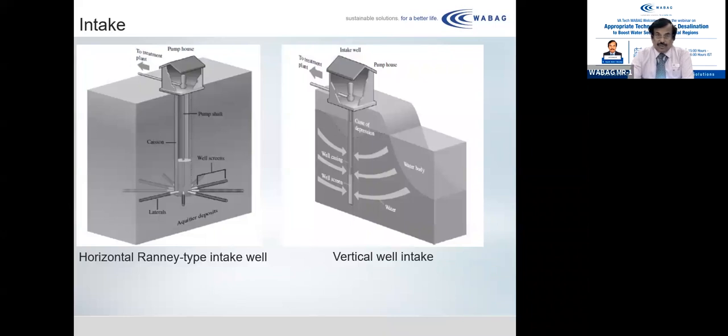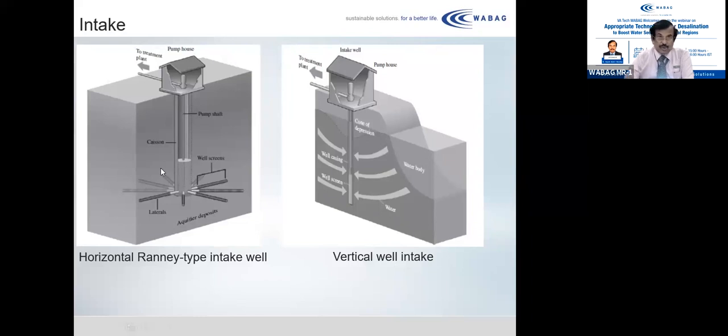The one which you have shown here is the Ranney type intake well and a vertical well arrangement. The vertical well arrangement shown on the right is a single beach well arrangement where you can draw water up to 300 to 400 meter cube per hour. It is suitable for smaller applications like a 2000 or 3000 meter cube per day plant.